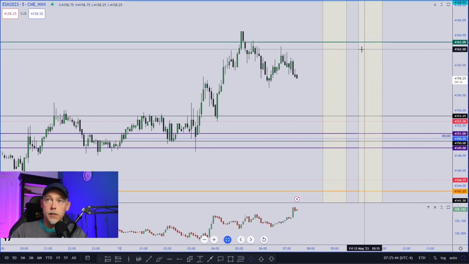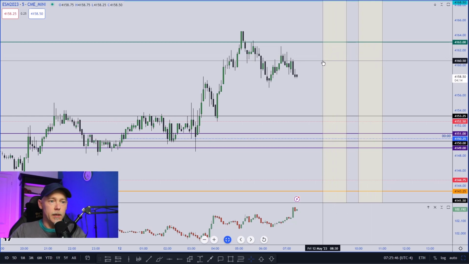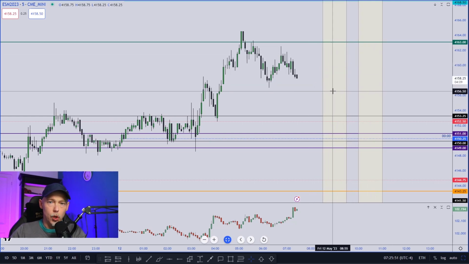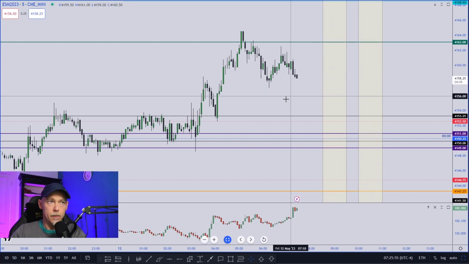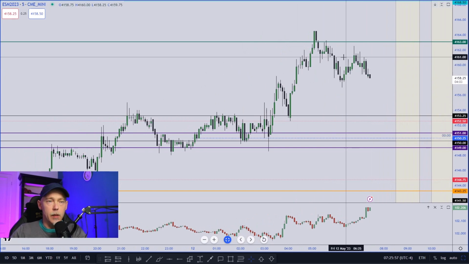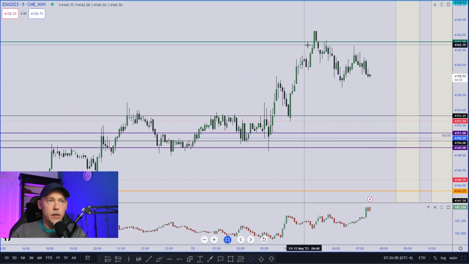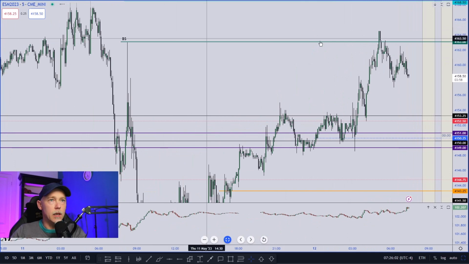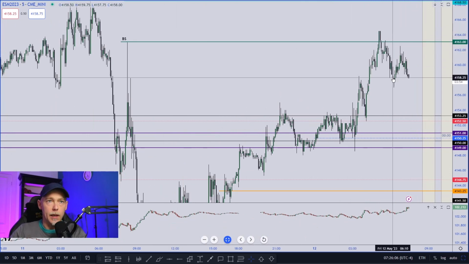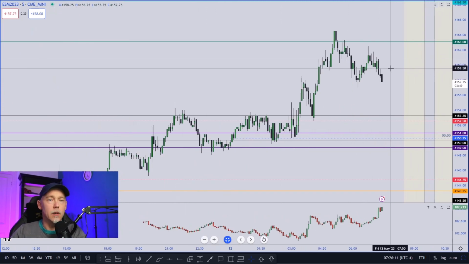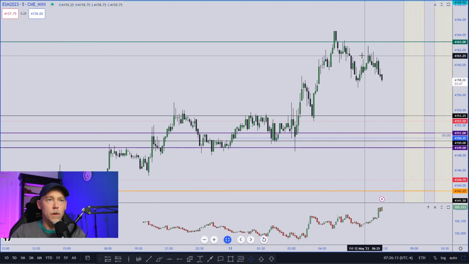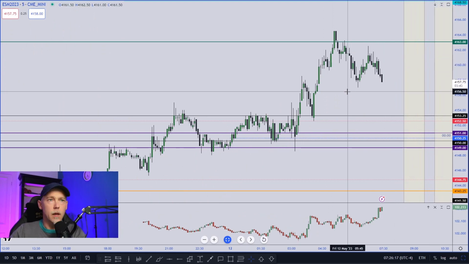These are the time zones I usually trade in, between 8:30 a.m. and 9:30 a.m. New York time, or between 10 a.m. and 11 a.m. New York time. I've taken this trade a little bit earlier because it is a very clear buy side liquidity sweep, in my opinion, and has the market structure shift there, which appears to be quite clear. So I'm happy to be in a short trade here.